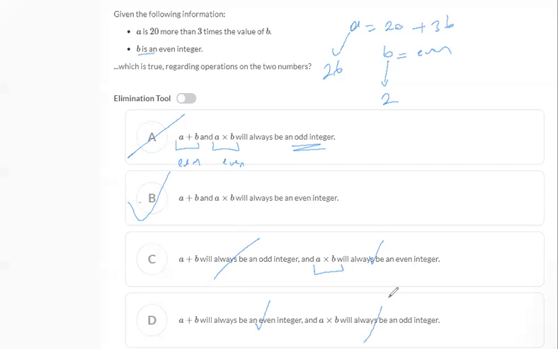So choice E says A plus B and A times B will be rational numbers that are not in the set of integers. So this is not always the case. As we see, I just picked B equals an even number, 2, and I got A as another integer. So A times B is an integer. A plus B is also an integer. So choice E is not correct either. So that's why answer B is going to be our final answer.